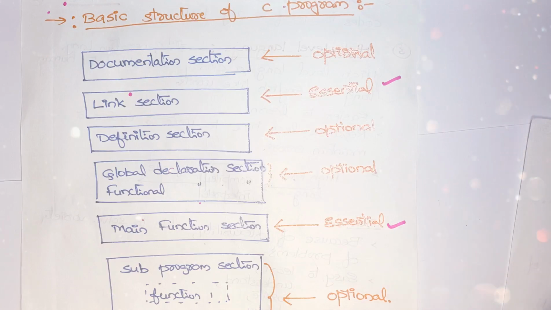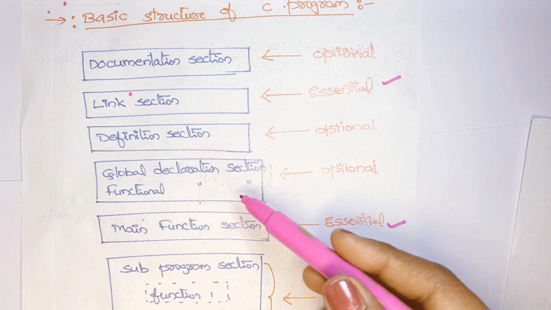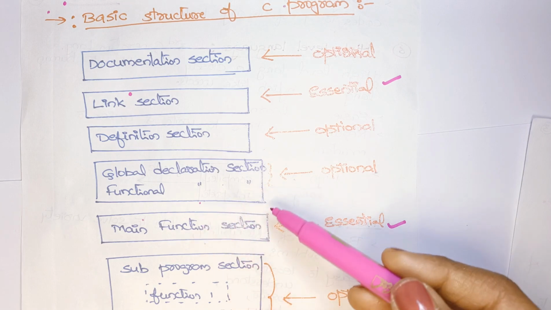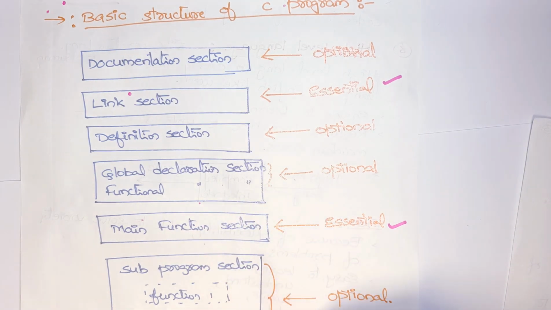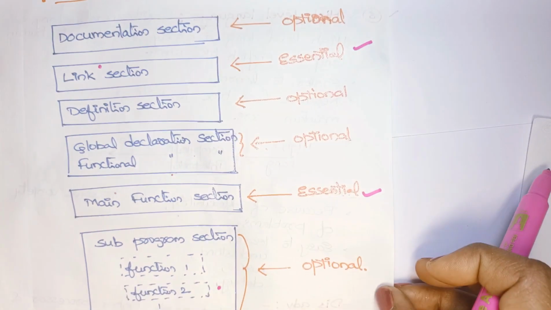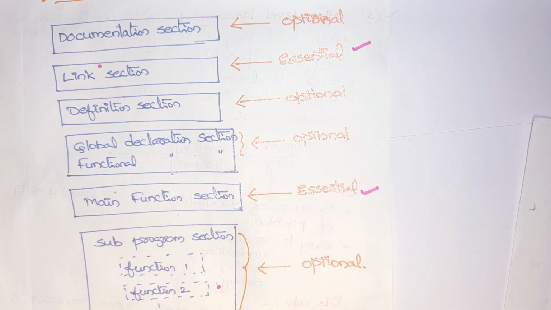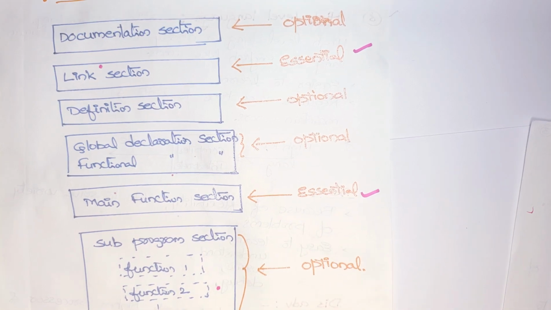Now we will see the basic structure of a C program. This is nothing but the basic structure of a C program. Here we have the documentation section, link section, definition section, global declaration section, functional declaration section, main function, and subprogram section. Among all these sections, the link section and main function are essential. So this is nothing but the structure. We will see them one by one with examples.